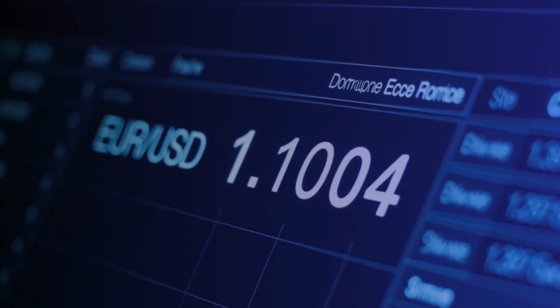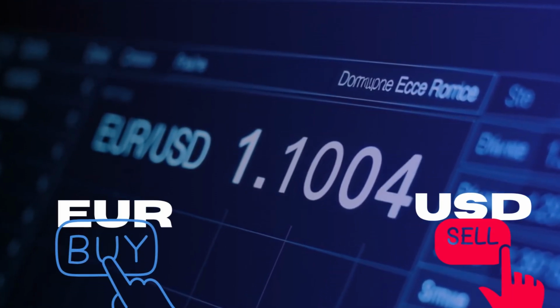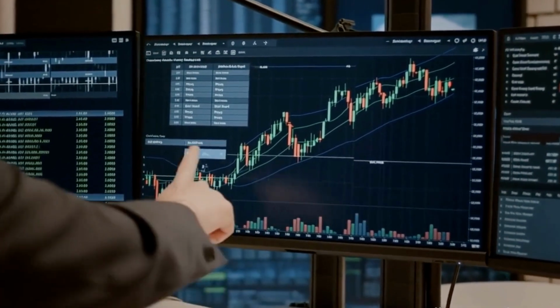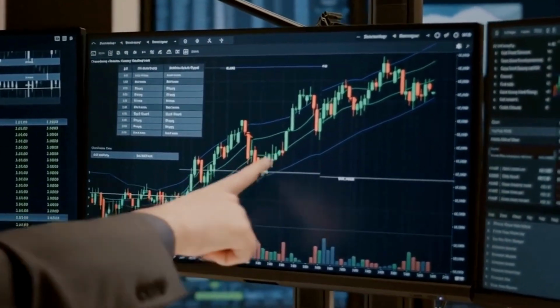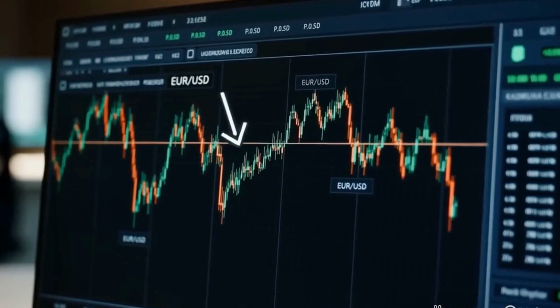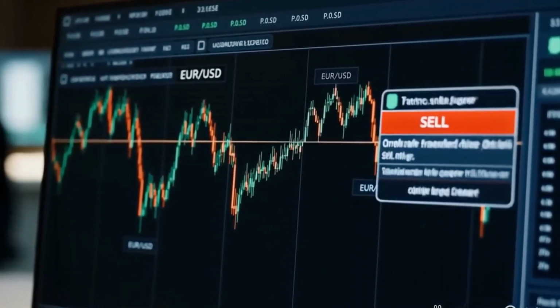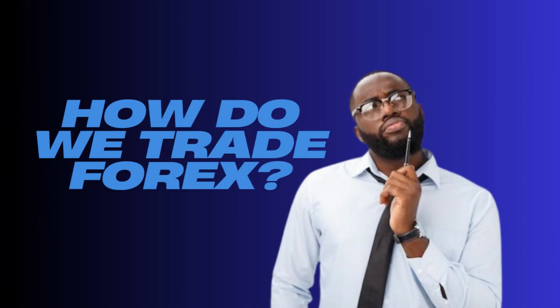When you trade a currency pair, you're buying one currency and selling another at the same time. If you think the euro will rise against the dollar, you buy euro to US dollar. If you think the euro will fall, you sell euro to US dollar. Simple, right? Now, how do you actually trade Forex?